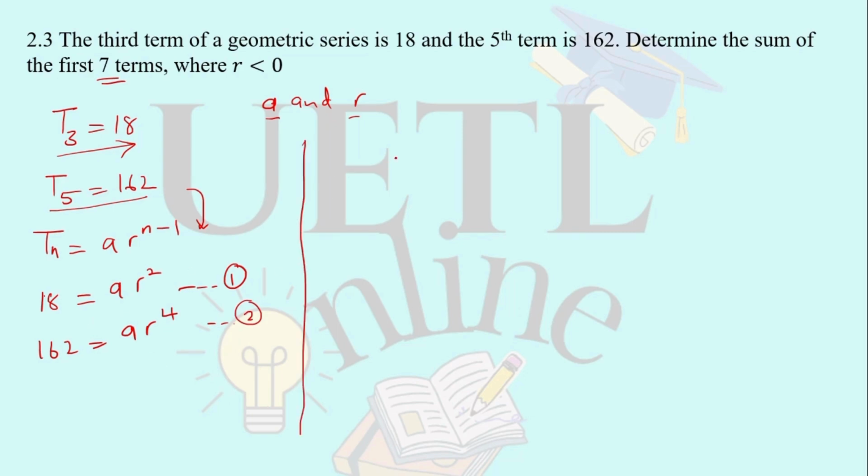Let's just divide them. So this means that 18 over 162 is equal to a r squared over a r to the power 4. We are solving just a simultaneous equation. They're easy, right? So we're just going to cancel out the a here. Then 18 over 162: 18 into 18 is 1, and 18 into 162 gives us 9. Then we cancel r squared with r squared, so we remain with r squared. Our equation becomes 1 over 9 is equal to 1 over r squared.